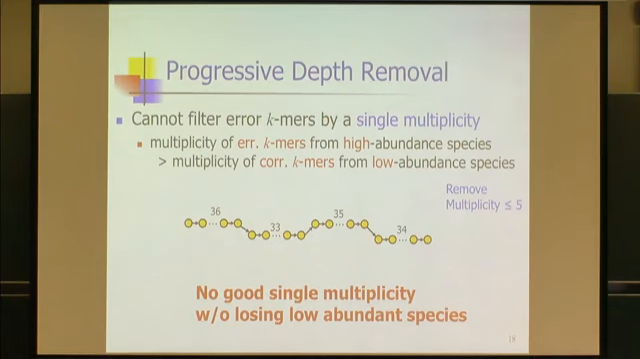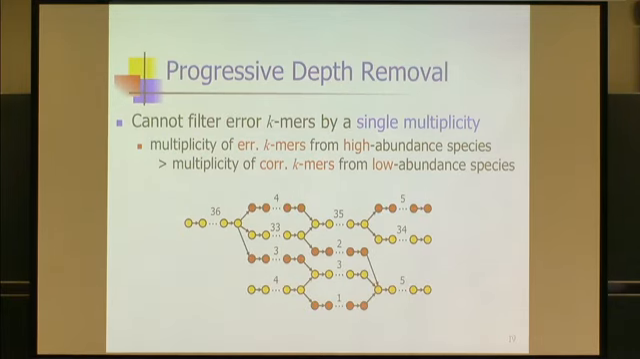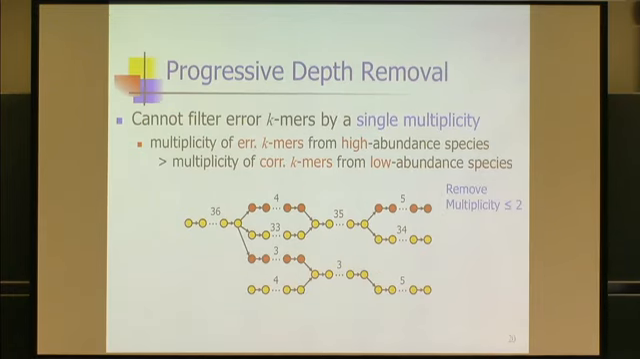Now let me illustrate our idea. It's also very simple intuitively. We try to do it progressively. We start with multiplicity less than or equal to 2, so we remove some of the error vertices. Then you can see that these 3 and 5 become a single path. So we recalculate the average multiplicity of a single path. The reason behind this is, as long as this is a long single path, even if the multiplicity is low, we assume that it is correct.